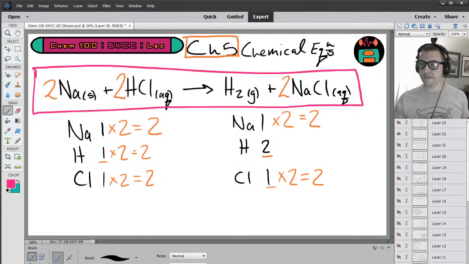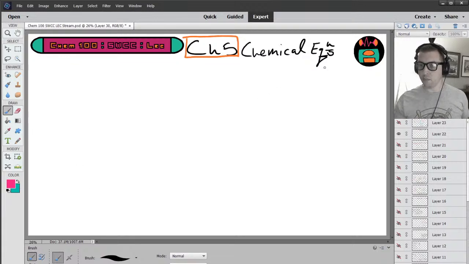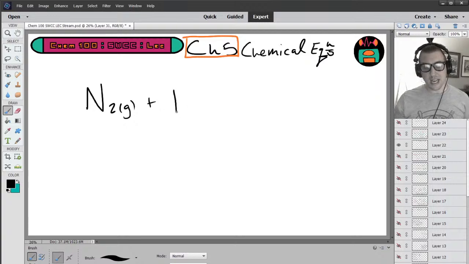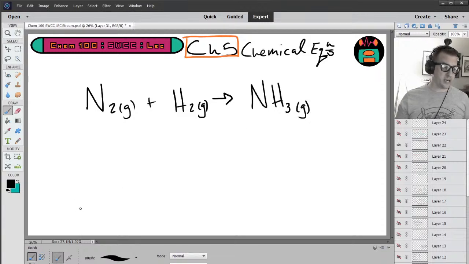All right, I'm going to leave you with an example, and we'll pick up with lecture on Tuesday with this example. So try it over the weekend, come back, watch the lecture, see if you got it right. Write a balanced chemical equation for the reaction between nitrogen gas and hydrogen gas that produces nitrogen trihydride, or as it's commonly known, ammonia gas.